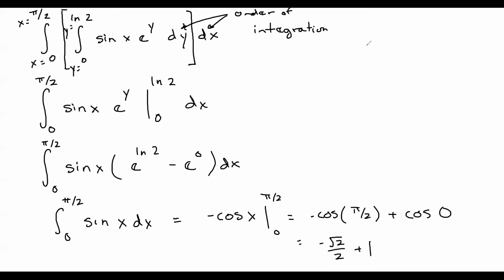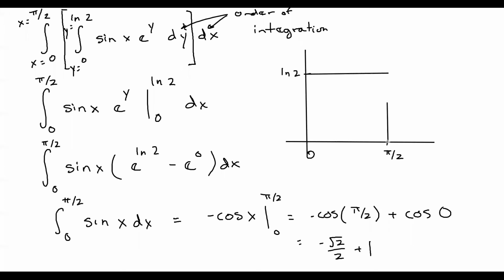And then if you were to go through and sketch this, you wouldn't sketch this object. I have no idea what sine x e to the y looks like for a surface. But what you can do is just draw the base that's beneath that surface. All right, so here we've got x, here we've got y, and then x goes from 0 to pi over 2, and y goes from 0 to natural log 2. And so the base of our object looks like this.